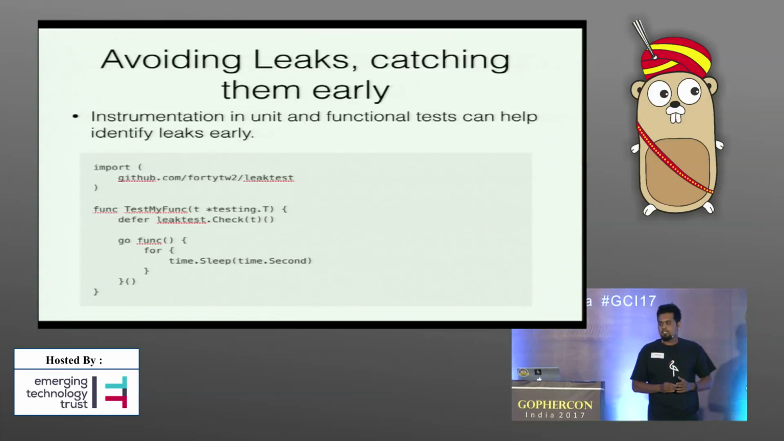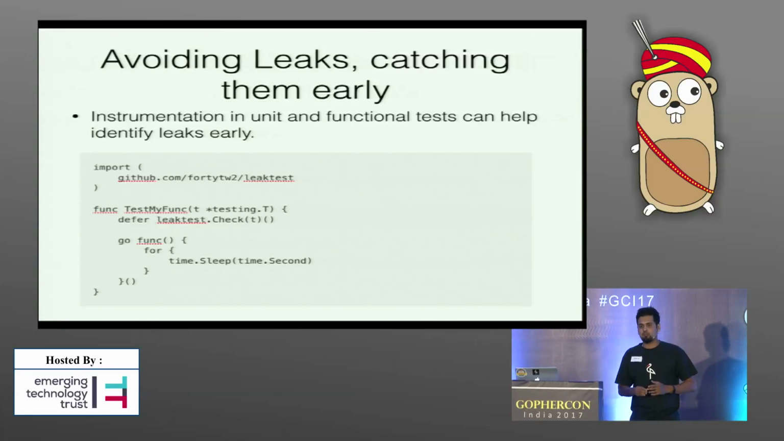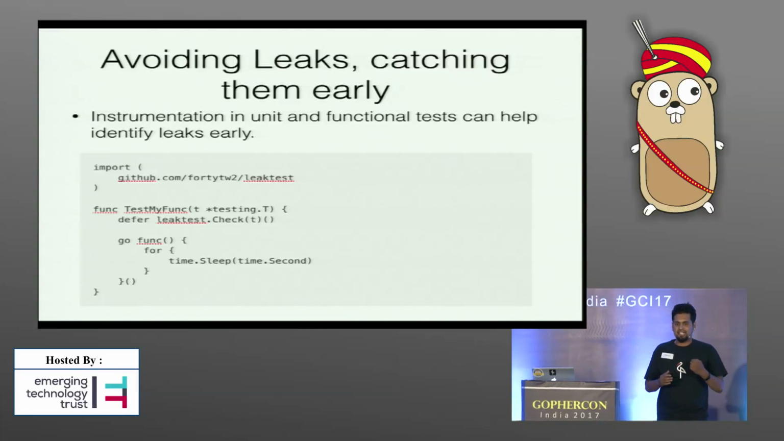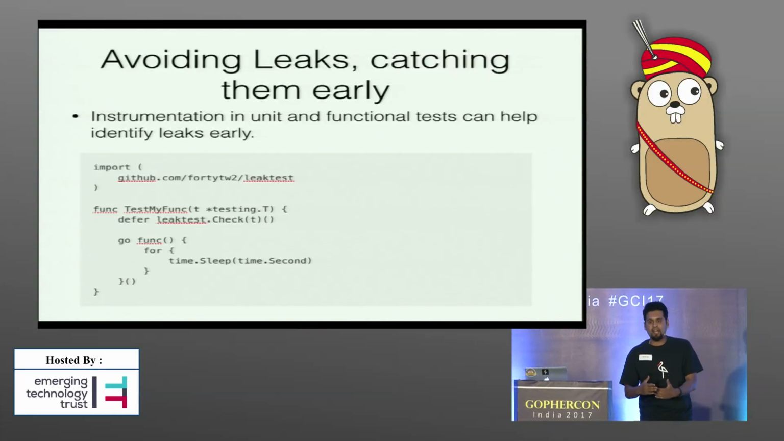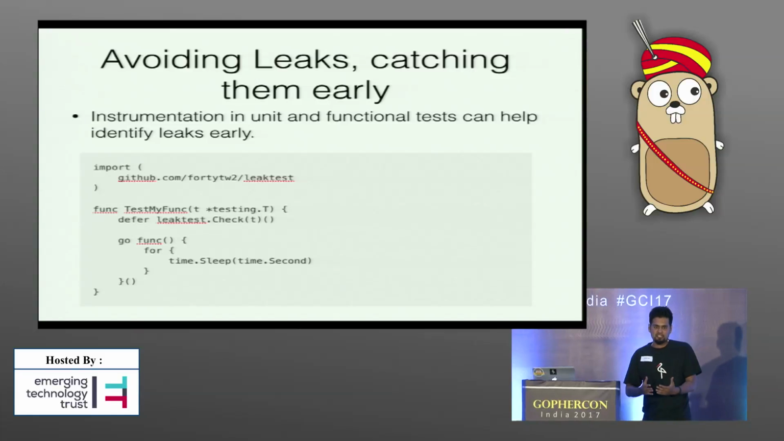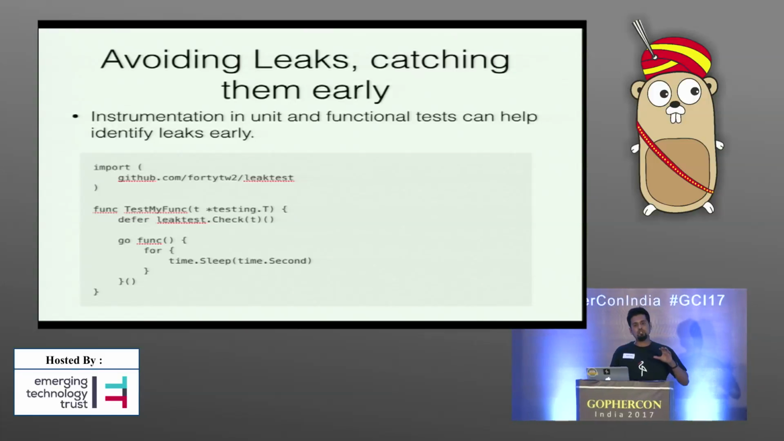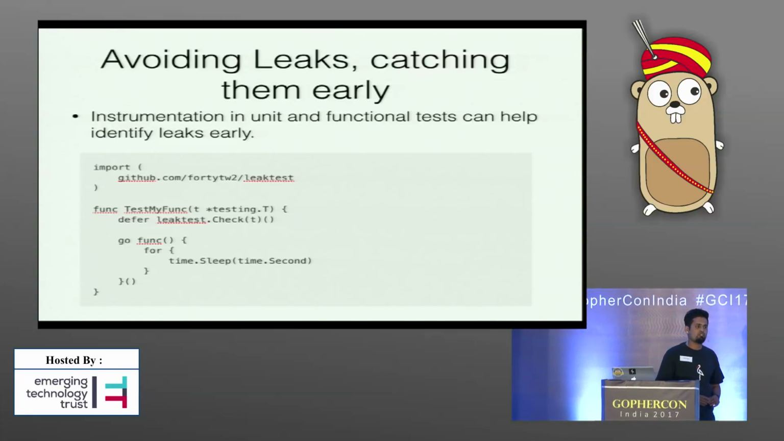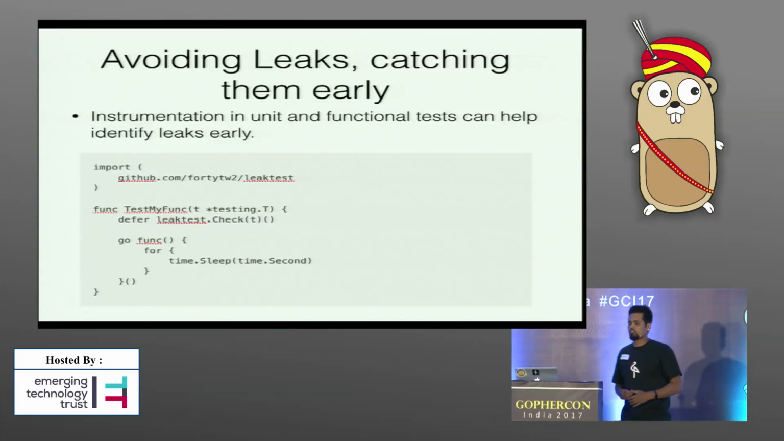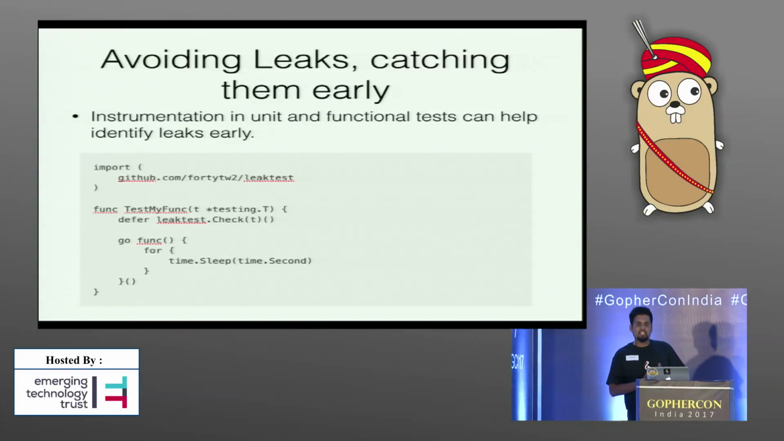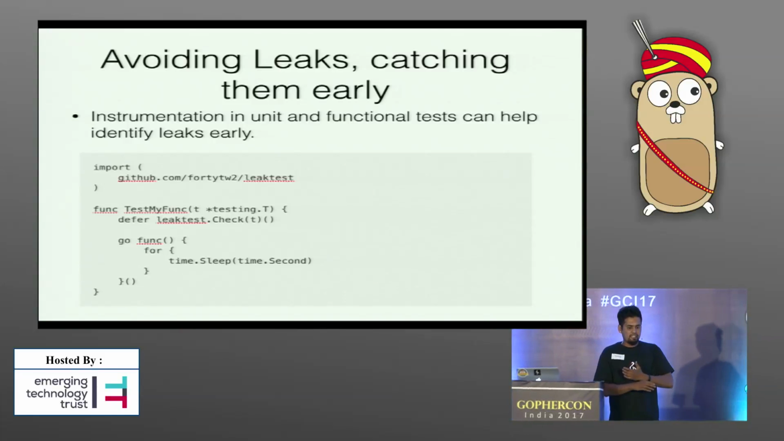So the best way to avoid leaks is to catch them really early. You can have hooks in your tests which identify the leaks at the stage of your unit test itself, rather than waiting to test your endpoints functionally, from outside, or from your load test. So the practices which we followed in the load test, the same practice you could follow in your unit test too.